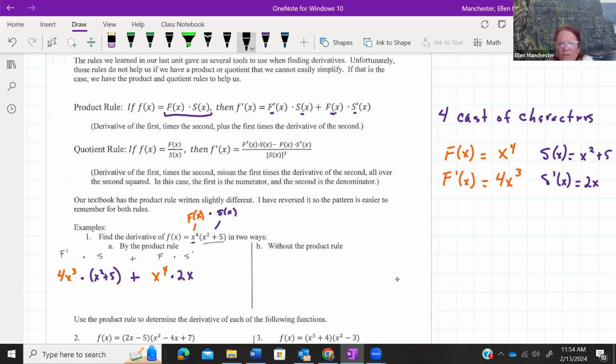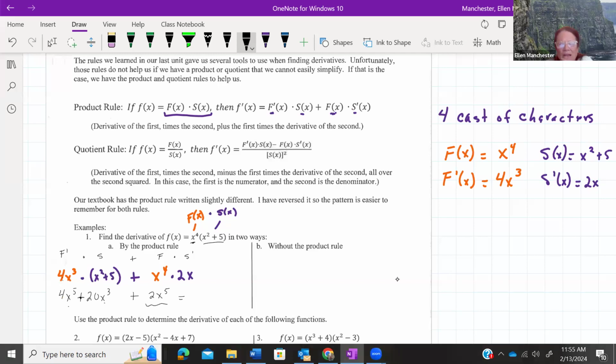What does it say? It says multiply 4x cubed times x squared plus 5. So I have 4x to the 5th plus 20x cubed. I'm sorry, plus, not times. So 4x cubed times x squared is 4x to the 5th. 4x cubed times 5 is 20x cubed. And then I'm going to do the same thing over here. I'm going to multiply these two. X to the 4th times 2x is 2x to the 5th.